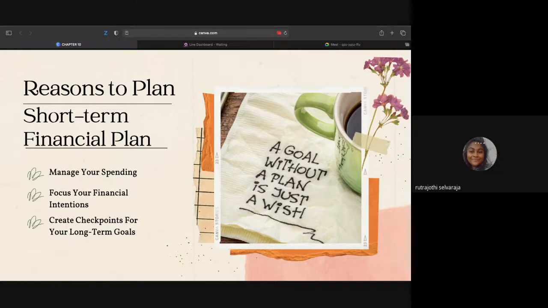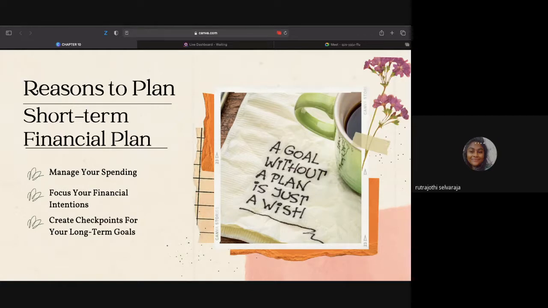Now let's continue with why it is important to set short-term financial goals for yourself. There are many reasons, and now I will relate three main reasons. First, manage your spending. Creating a budget and outlining your financial goals and priorities will make it so much easier to manage your spending. With clear goals and a plan to achieve them in mind, you will be much more likely to adjust your spending habits to reach those goals.